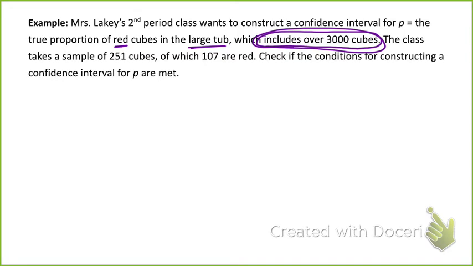All right. So, here's what the class did. They take a sample of 251 cubes. 107 of them are red. Check if the conditions for constructing a confidence interval for P are met. First condition we're going to check is random. We want to make sure we got ourselves a random sample. This ensures that P hat is a good estimator of P. So, do we have a random sample?